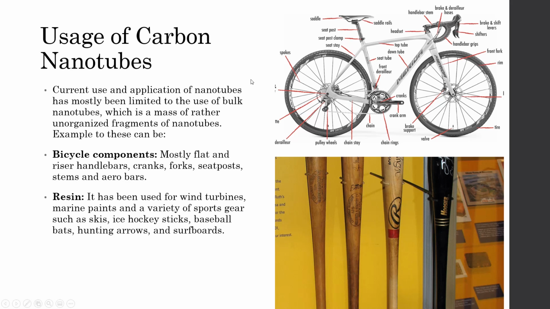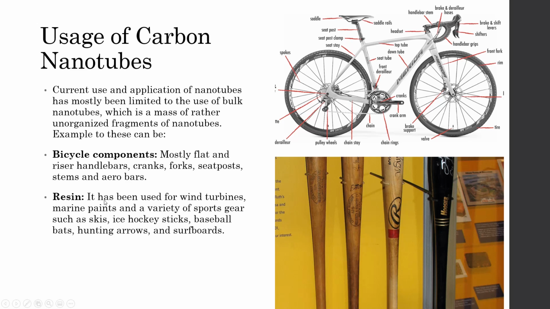And where do we use carbon nanotubes? Current use and application of nanotubes has mostly been limited to the use of bulk nanotubes, which is a mass of rather unorganized fragments of nanotubes. We can give examples as bicycle components, mostly flat and riser handlebars, cranks, forks, seat posts and stems and aero bars. We can use the carbon nanotubes mostly anywhere on the bicycle.